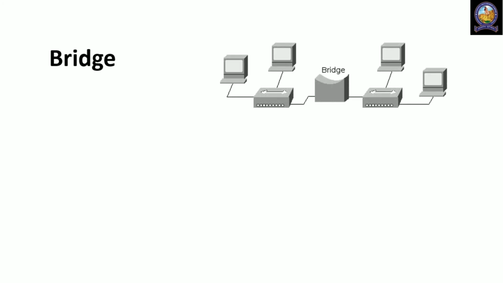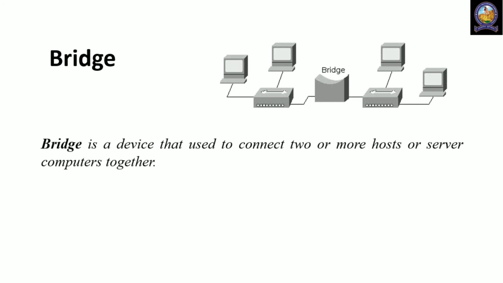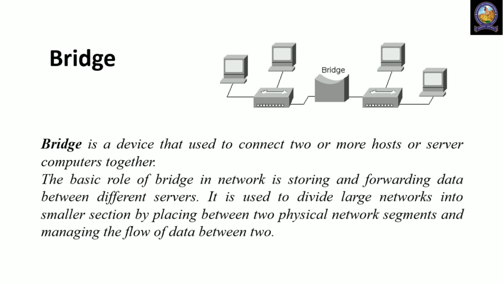Bridge. Just like the word, a bridge is a device used to connect two or more hosts or servers, computers together. The basic role of a bridge in a network is storing and forwarding data between different servers. It is used to divide large networks into smaller sections by being placed between two physical network segments and managing the flow of data between two computers.